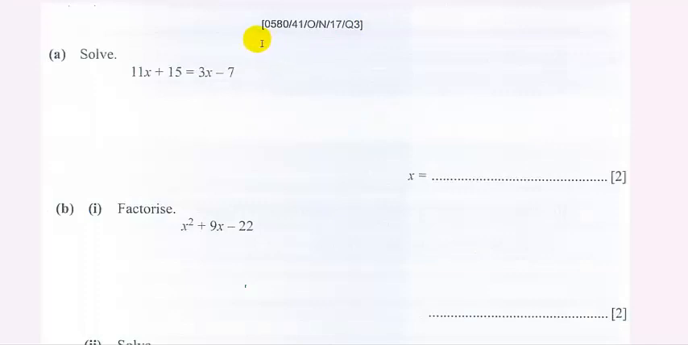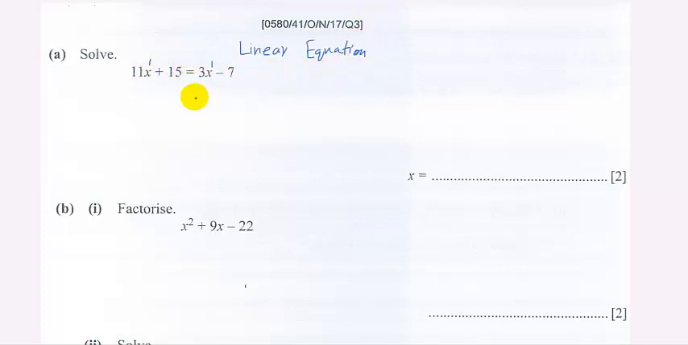It's IGCSE Mathematics, Paper 4, Variant 1, November 2017. Here in this question we have to solve this equation. If you look at this equation, the power of x is 1, so this is a linear equation.